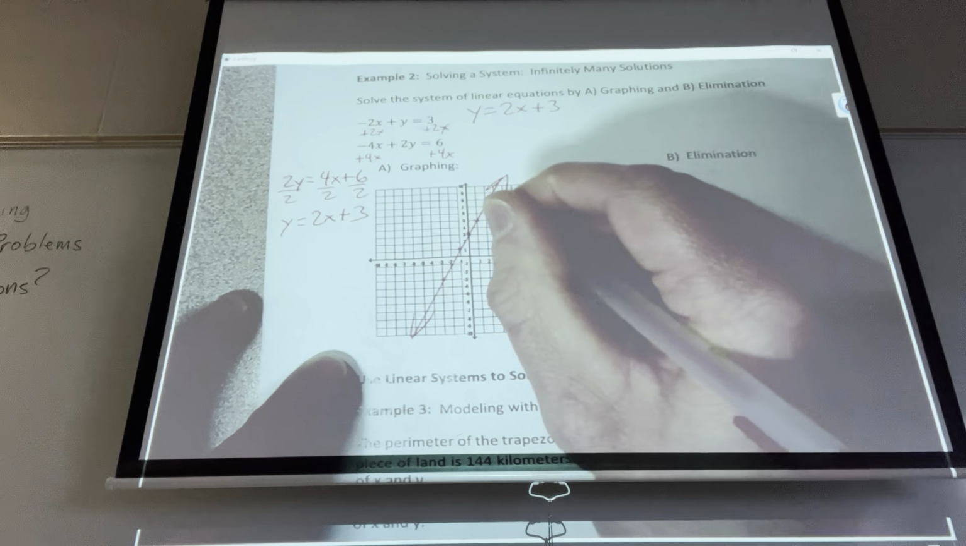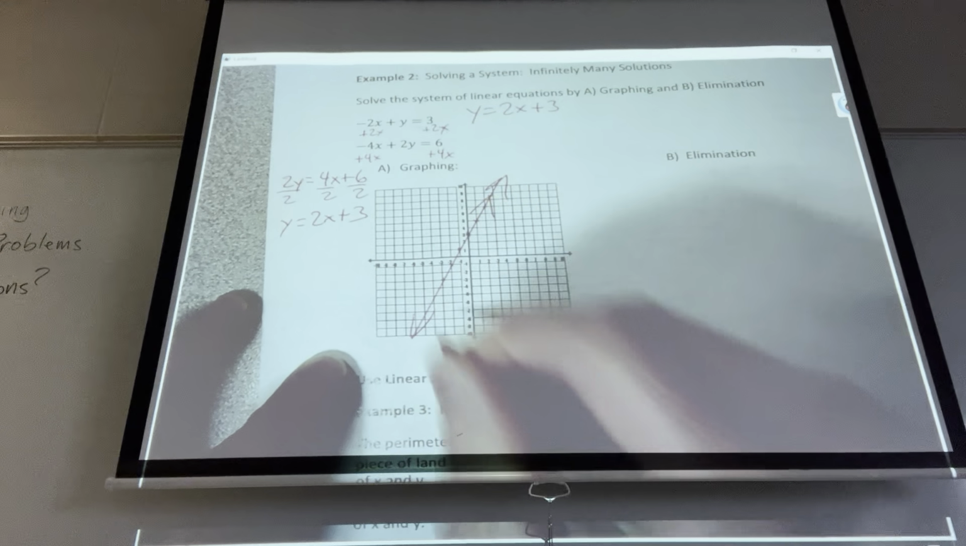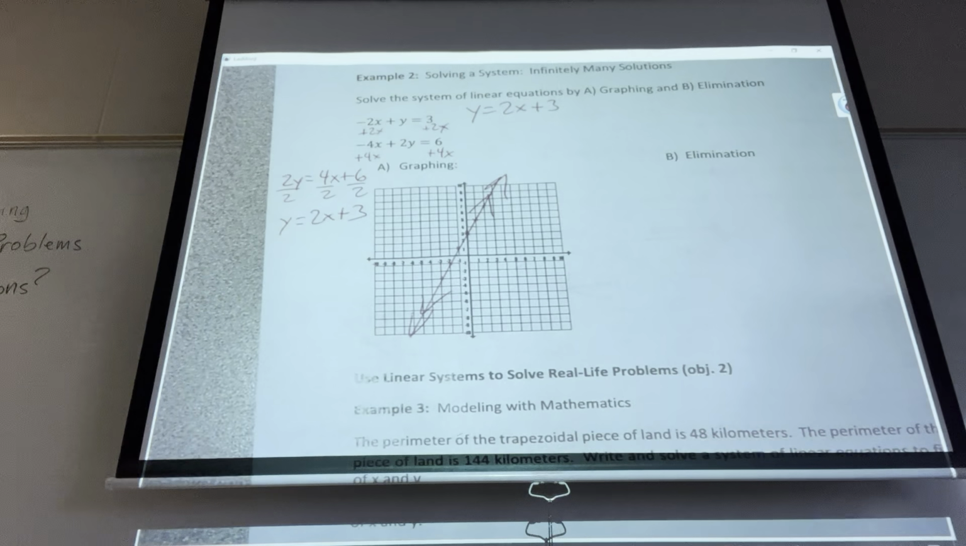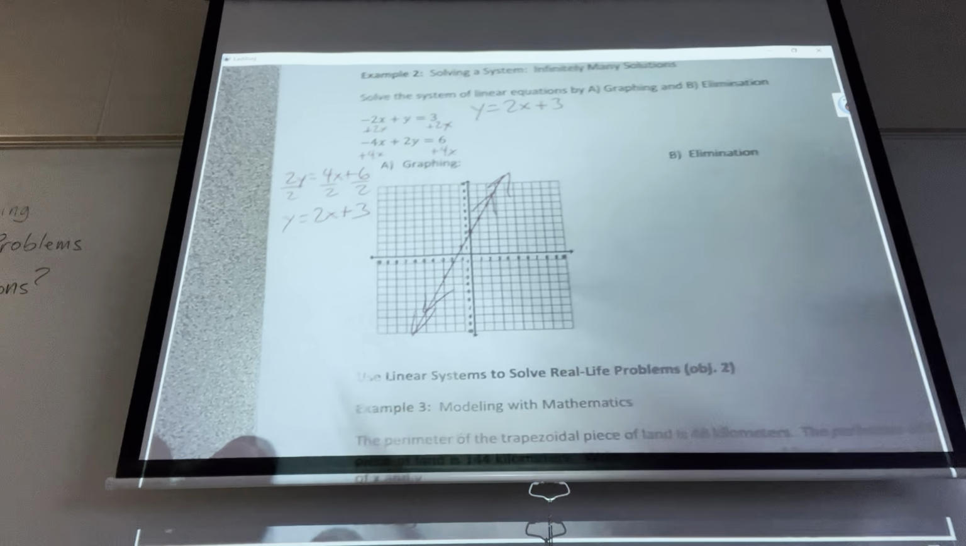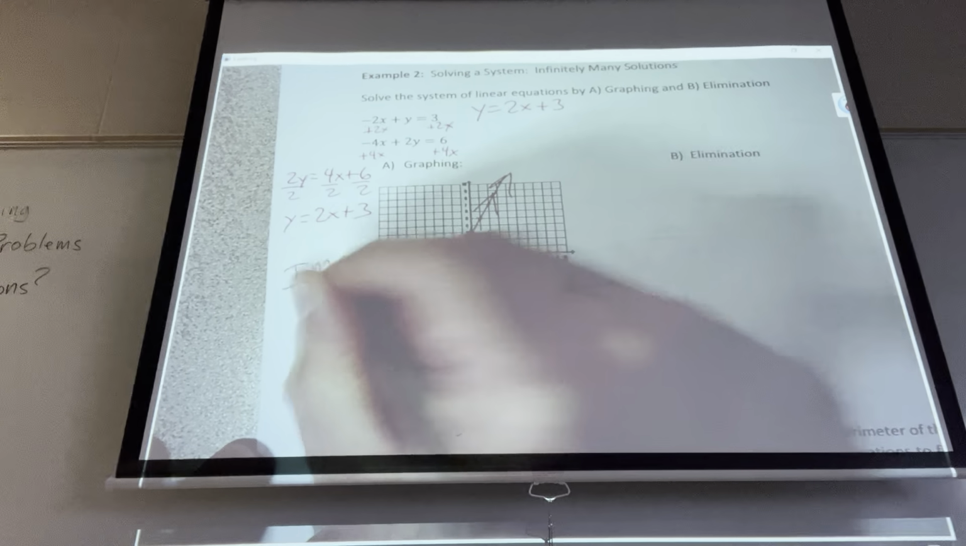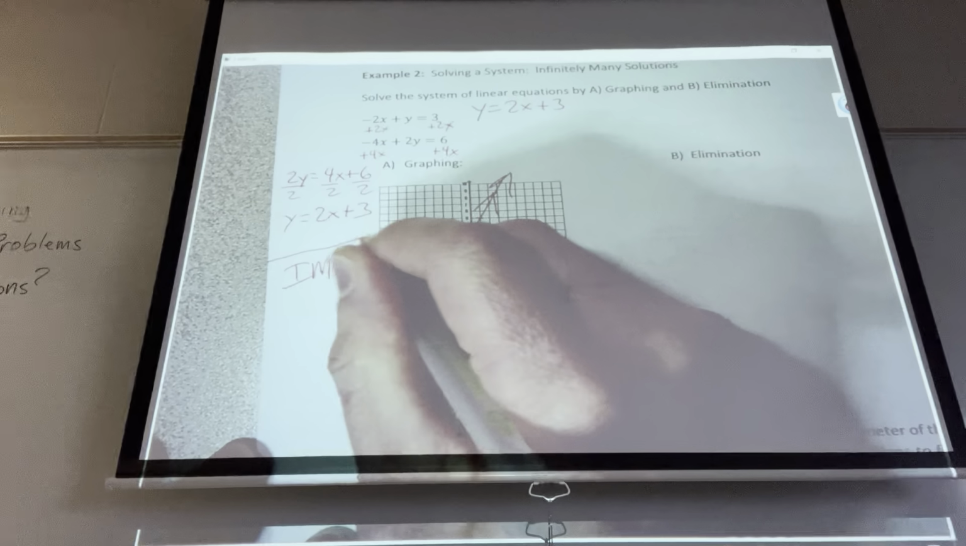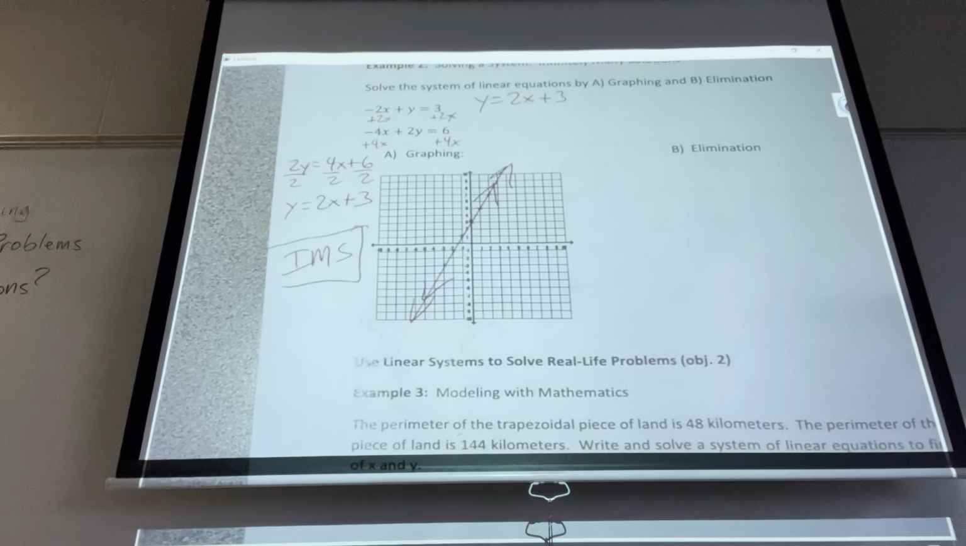So save yourself some trouble. Just put an extra set of arrows on there. And class, if they are the same line, what do we write? Infinitely many solutions. Infinitely many solutions. And now class, can anybody predict what's going to happen when we solve this using elimination?